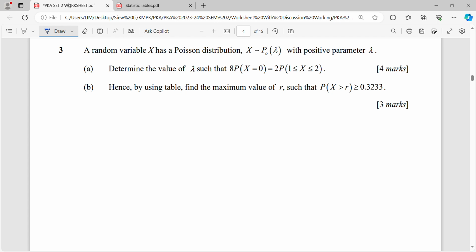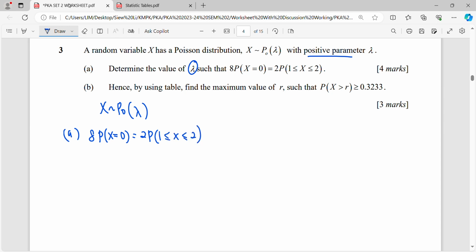Okay, so look at this question. A random variable X is distributed Poisson with lambda positive. For the first question A, find lambda such that the probability X equals 0 equals 2 times the probability X is in between 1 and 2.